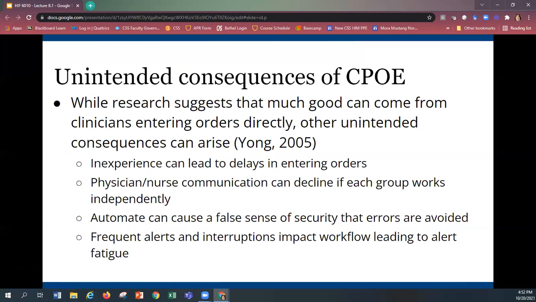While research suggests that much good can come from clinicians entering orders directly, other unintended consequences can arise. First of all, inexperience can lead to delays in entering orders. In fact, this is one of the most frequent complaints regarding the use of CPOE technology, particularly among new users. Physician and nurse communication can decline if each group works independently. Automation can cause a false sense of security that errors are avoided. It was a combination of these factors that led to an actual increase in mortality at the Children's Hospital of Pittsburgh Pediatric ICU when a CPOE was introduced. Frequent alerts and interruptions also can impact workflow, leading to alert fatigue.